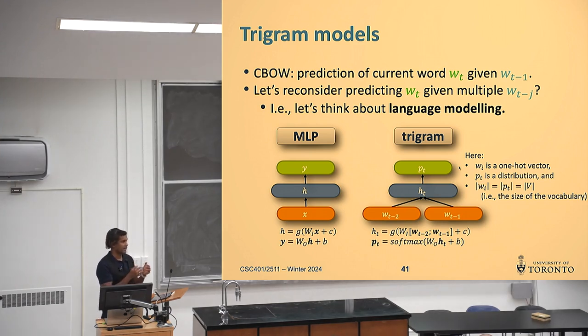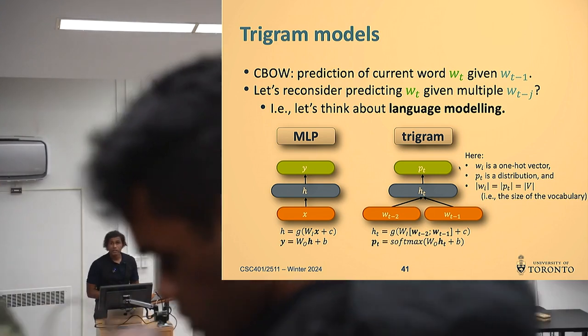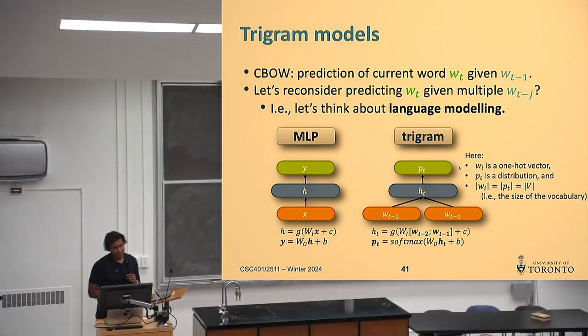So what is the task of language modeling? The language modeling task is that you're given a word or preceding words and you're trying to find the probability of the next word. And here we can see that a trigram model means that you're given two words, and instead of predicting a word, we're going to predict a probability distribution, P_t, over here.